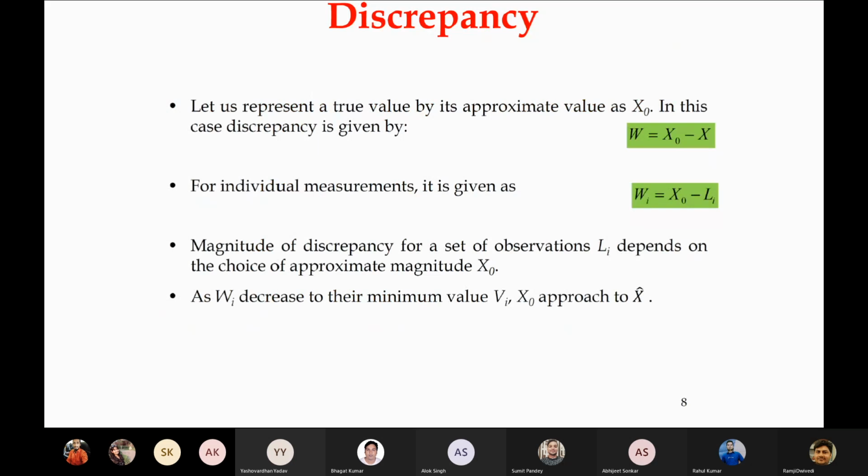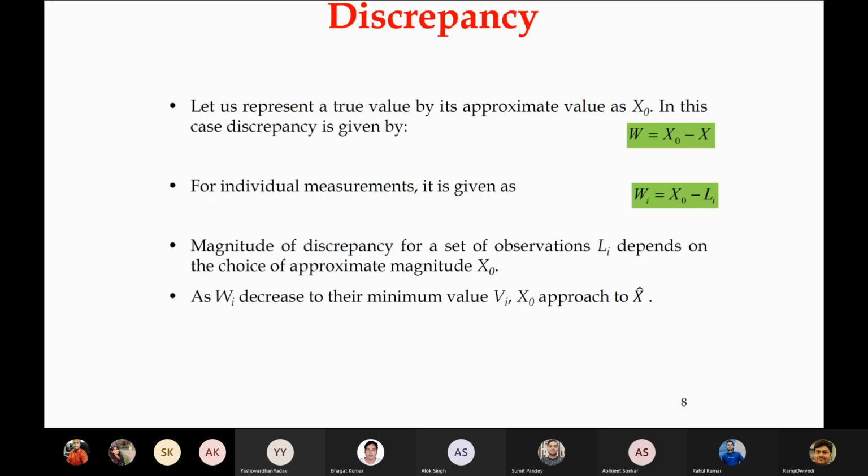Similar to residue, there is another term called discrepancy. Sometimes there is a chance that you do not have too much redundancy in the system so that you could get to MPV. So what you will do, you will choose an approximate value instead of MPV to be represented as an estimate of true value. I'm again explaining. There is a chance when you do not have the luxury of too much redundancy so that you can estimate the MPV.